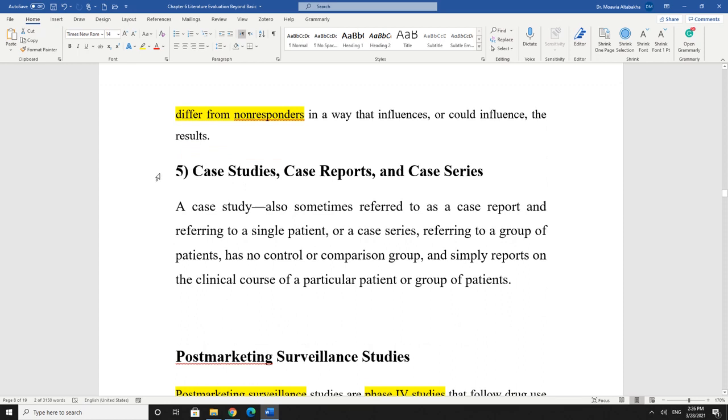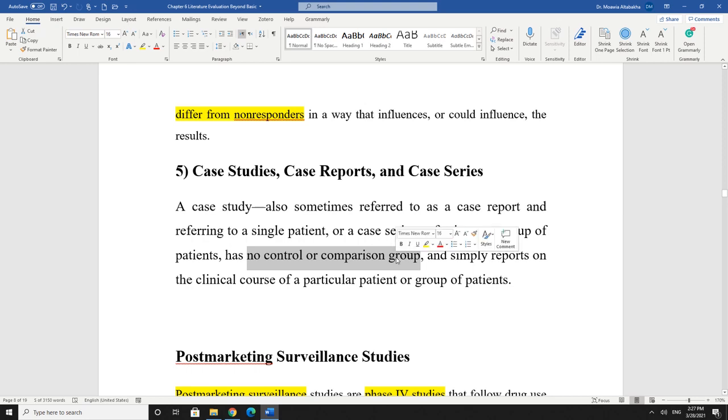Okay, the fifth type of observational study is case study, case reports, case series. Now case study, also referred to as a case report, refers to a single patient, the number of one, as I said. But when we say case series, we are referring to a group of patients. It has, as I said previously, no control, no comparison group.